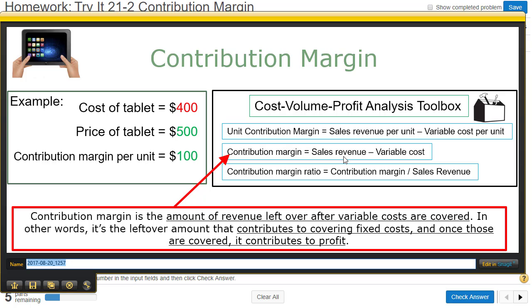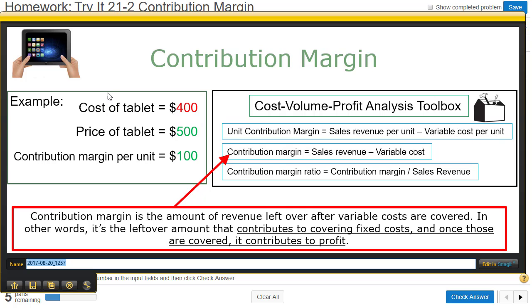So once you take your sales revenue and subtract your variable costs, that means it's the amount of revenue left over after the variable costs are covered. In other words, it's the leftover amount that contributes to covering fixed costs. And once those costs are covered, it contributes to profit. We also have unit contribution margin, which is probably easier for most students to understand. Unit contribution margin is the same as contribution margin, but it's just per unit. So sometimes this is called contribution margin per unit, which is sales revenue per unit minus variable cost per unit.